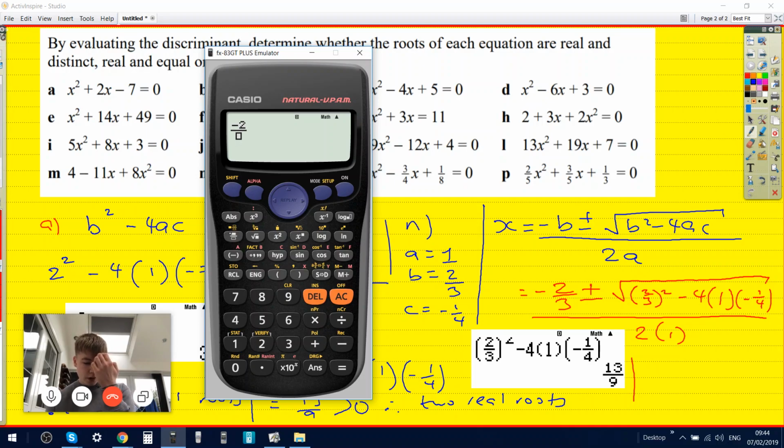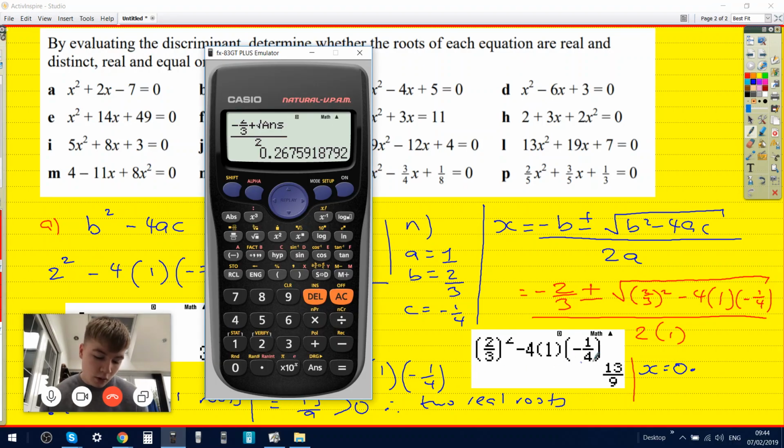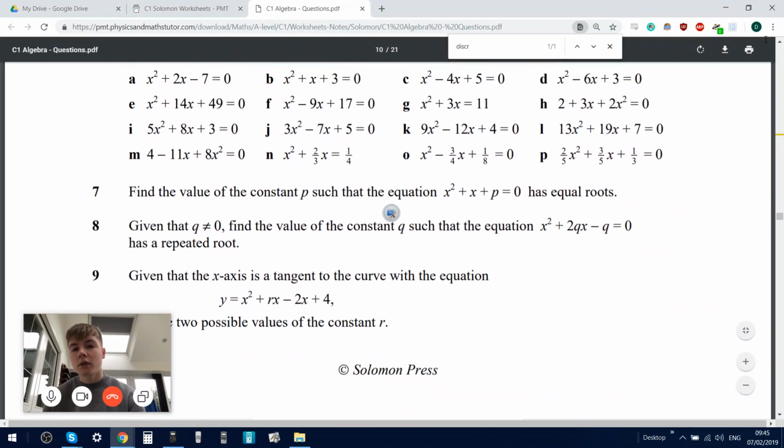For the plus, I got 0.27 to 2 decimal places. And that was all over. Is that what you got? 0.2675918792. And the negative one? You can just press left or right. Oh yeah, it's gone now. It's fine. Sorry. Okay. Any questions there? No. So that's kind of what it's all about.